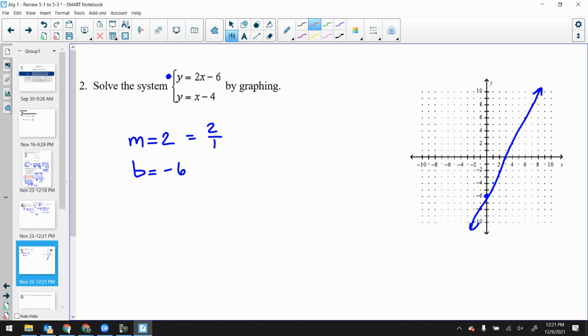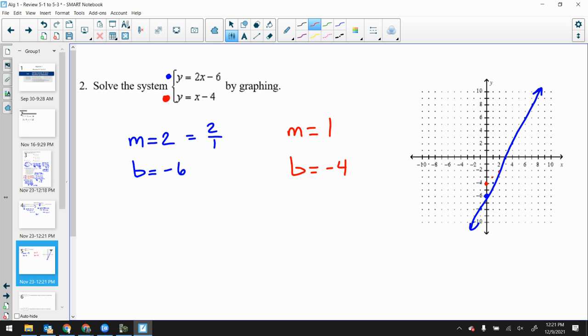All right, I'm going to color code my red line now. What's the slope of my red line? 1. And what's the y-intercept? -4. Okay, we go down to -4, and then we have a slope of 1. Remember, that is up, right, because it's a positive sloping line. Up 1, right 1. Up 1, right 1.